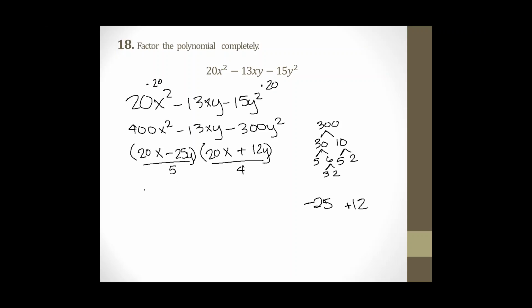So now to clean this up, 20x divided by 5 is going to give me 4x. Negative 25y divided by 5 will be negative 5y. And then 20x divided by 4 is going to give me 5x. And then 12y divided by 4 is going to give me 3y. Bingo. Sounds good. Any questions about number 18?